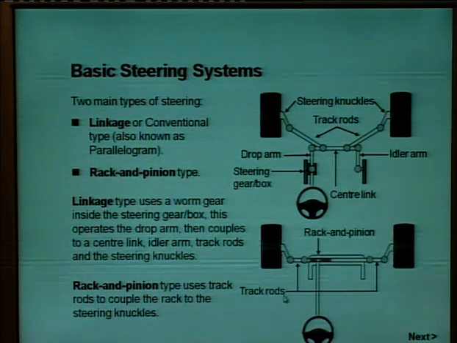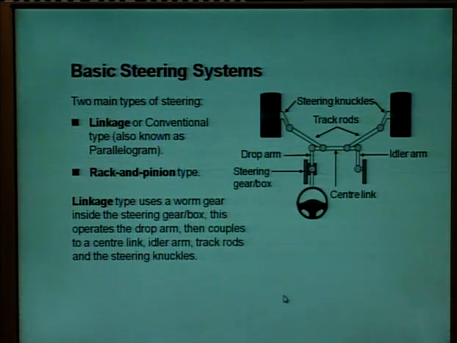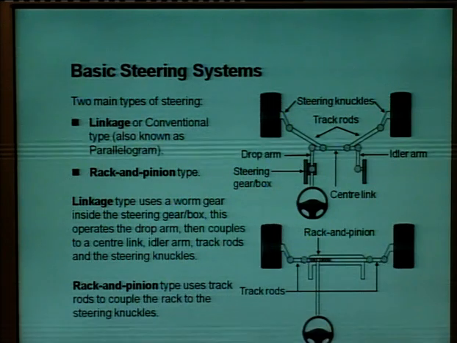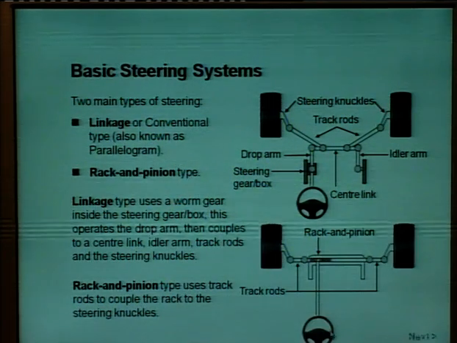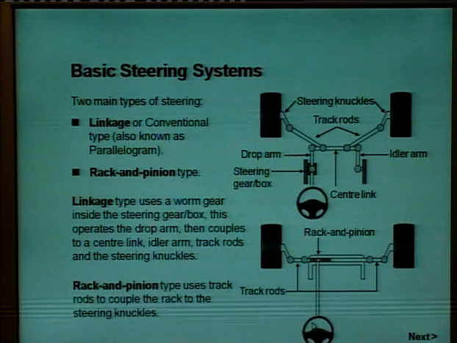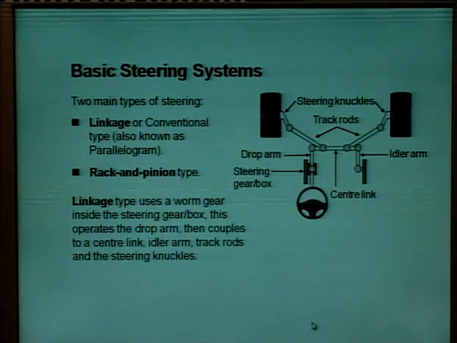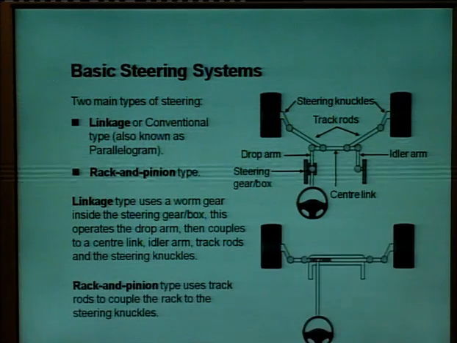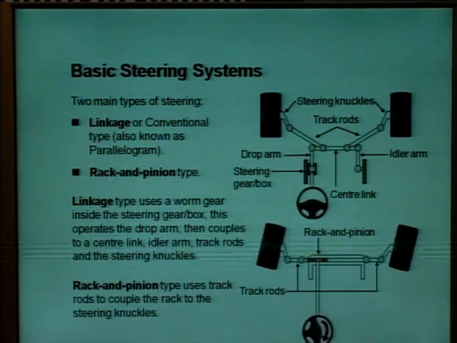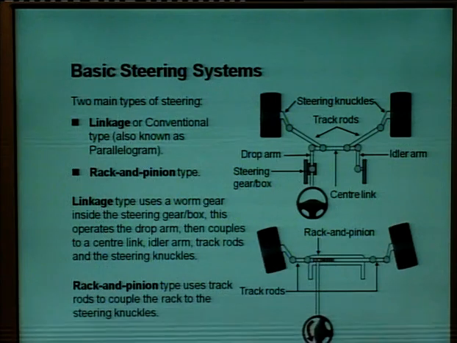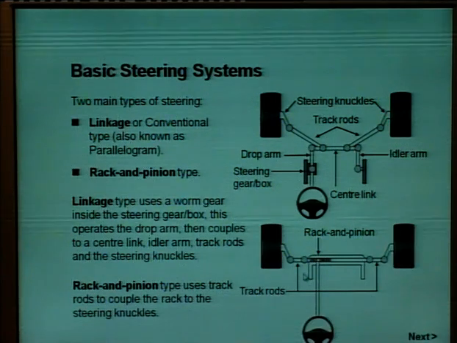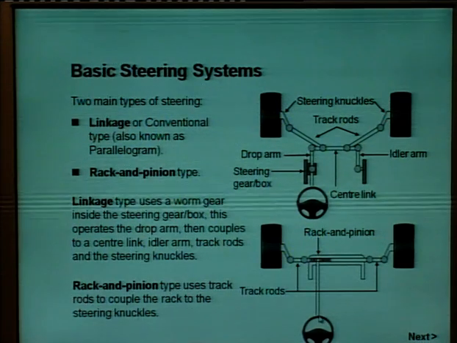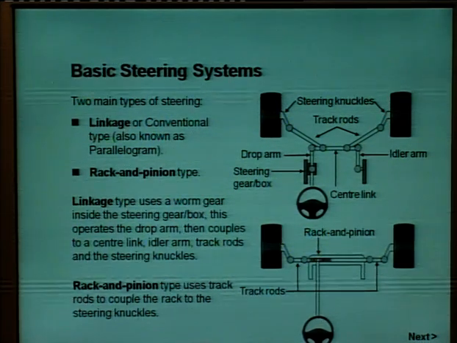So, these are the track rods. Here see the movement, if it is moving in the anti-clockwise direction, clockwise direction, anti-clockwise direction, clockwise direction. See the movement of track rods and the front wheels. So, these are the basic steering systems which are used.